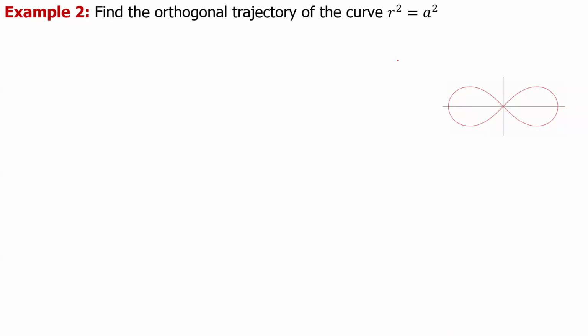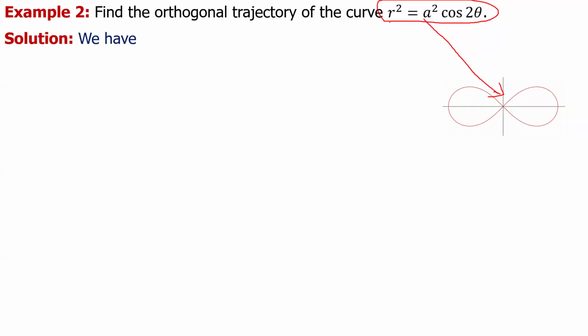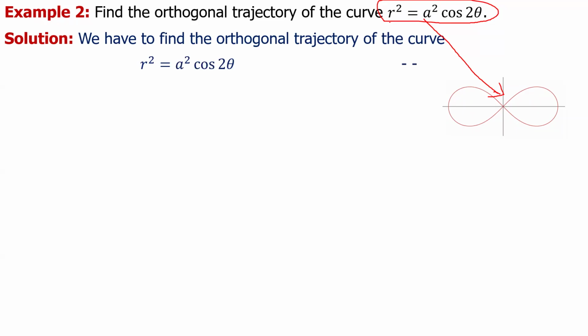In this lecture, we take an example based on the polar curve of orthogonal trajectory. So the question is, find the orthogonal trajectory of the curve r square equal to a square cos 2 theta. This is the geometrical representation of this curve, r square equal to a square cos 2 theta. Let us give it equation number 1.